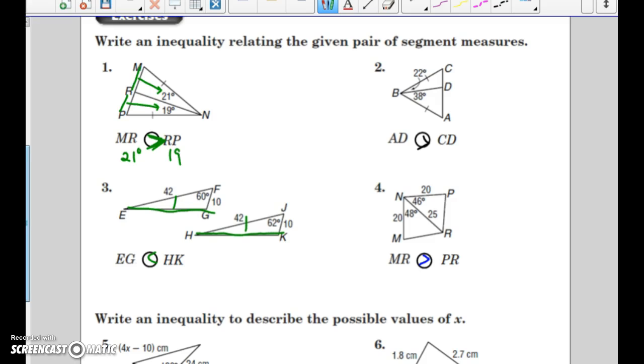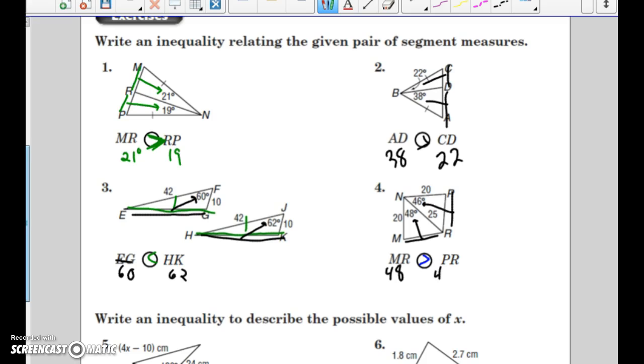Very good. Then right over here, I'm comparing EG, which is across from 60, and HK, which is across from 62. Great job. Here, AD is across from 38, and CD is across from 22. Great job. Here, MR is across from 48, and PR is across from 46. Great job. Do you see how I put the numbers in and it seemed to make it a little easier? Okay, good. That's trick number 1.